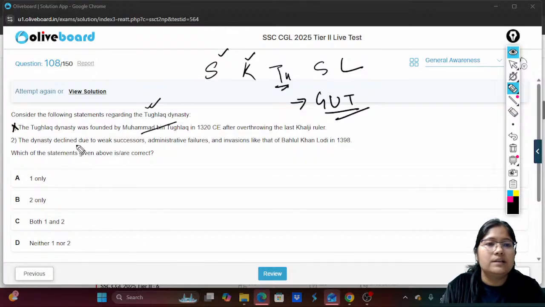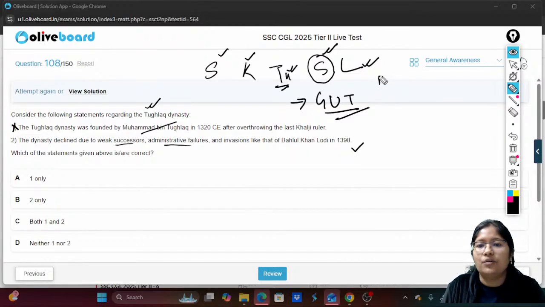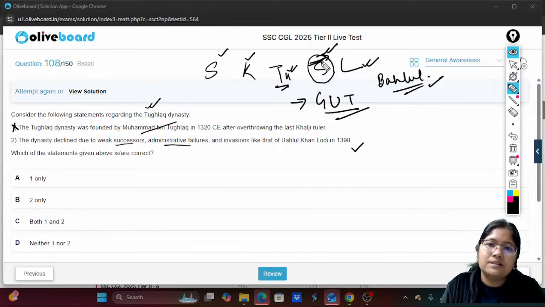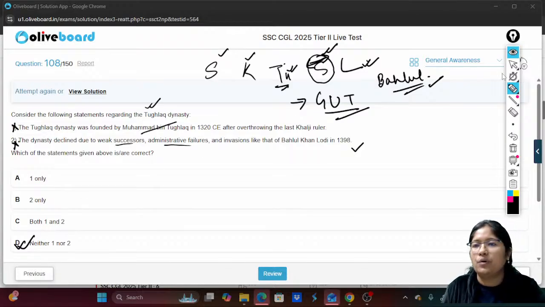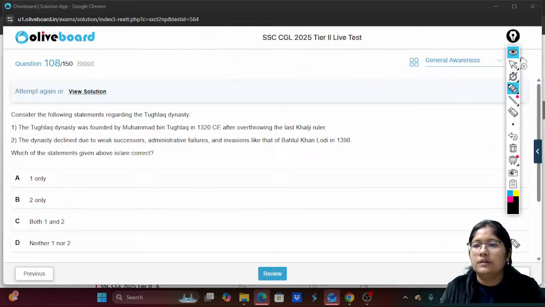Statement 1 is wrong. The second statement says the dynasty declined due to weak successors, administrative failures, and was succeeded by Behlol Lodi. After the Tughlaq dynasty, there is a complete Sayyid dynasty, and after this Sayyid dynasty, there is the Lodi dynasty, for which Behlul Lodi was the founder. So there is a complete Sayyid dynasty missing in between. So it is not possible directly after this one. So 2 is not correct here. So what is the correct answer to this question? 1 and 2 both are wrong. Next question.